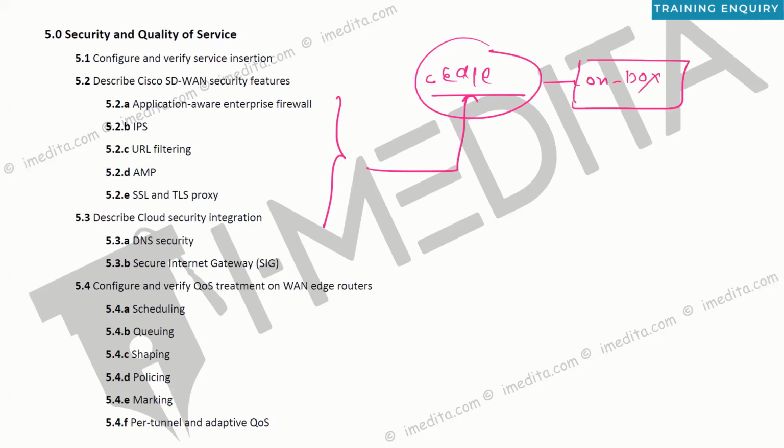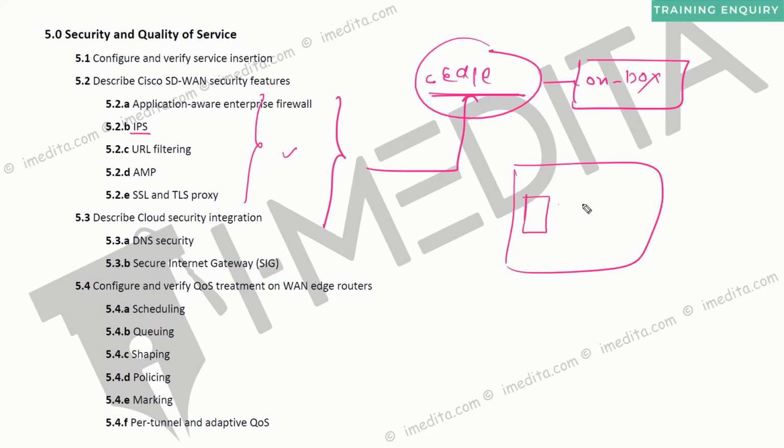We will not require a dedicated IPS, a dedicated firewall, a dedicated AMP Threat Grid, or any dedicated appliance to enforce security in our branch. If we have a small branch and we want some sort of security for that particular branch, we can enforce the security directly on the box itself.